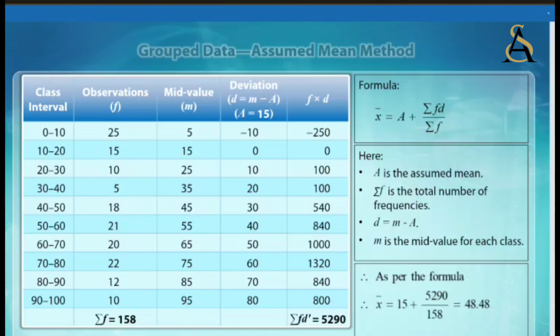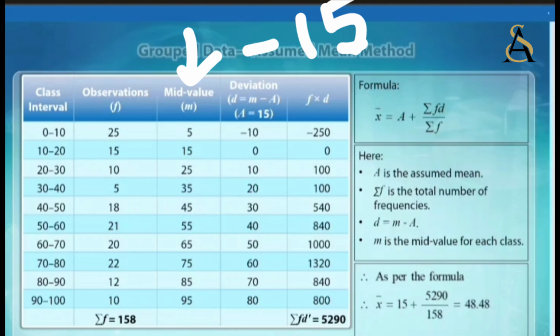Sigma f, we are going to add all the frequencies together and we are going to get sigma f, which is equal to 158. A is the assumed mean. So 5 minus 15 is minus 10. 15 minus 15 is 0. 25 minus 15 is 10. So like that, for all the values we are going to calculate the deviation.